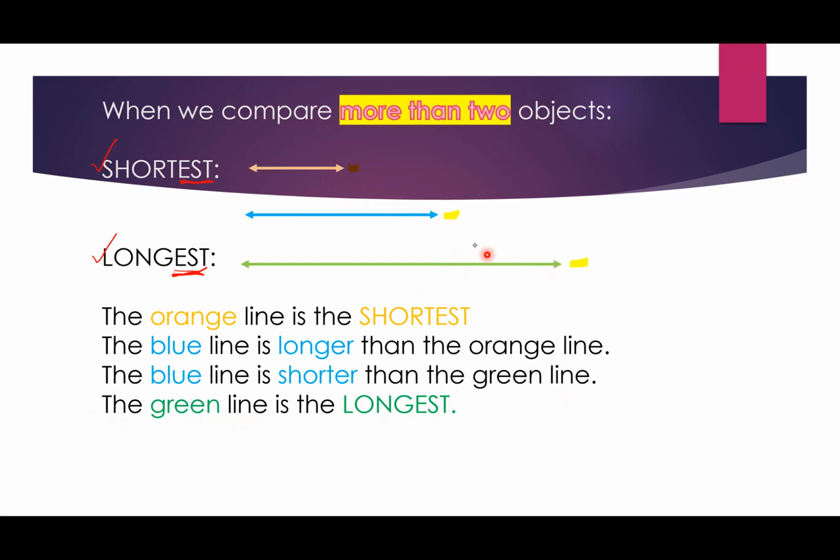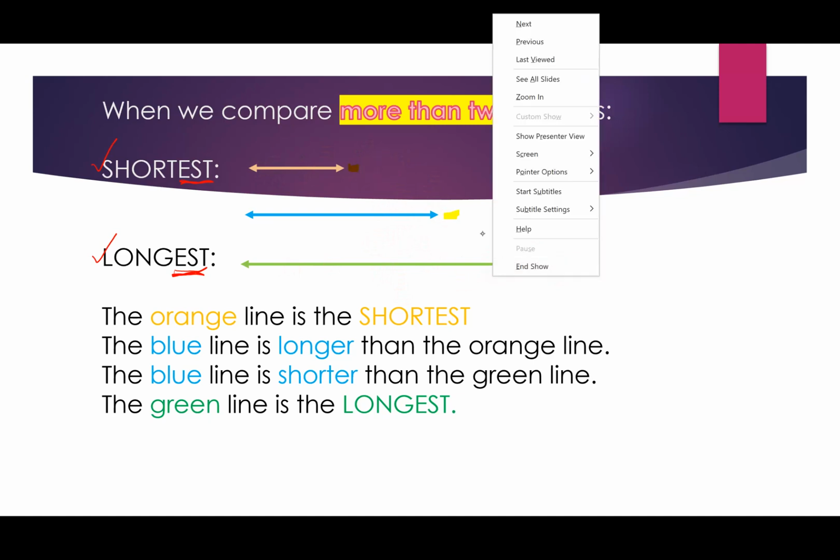You see over here, I have three lines. I have one orange line, one blue line, and one green line. So I can say the orange line is the shortest of all, and the green line is the longest of all. And the blue one is in the middle, so I can compare it with any one of them. I can compare it with the orange line, or I can compare it with the green line. But what we need over here is the shortest and the longest. You understand?